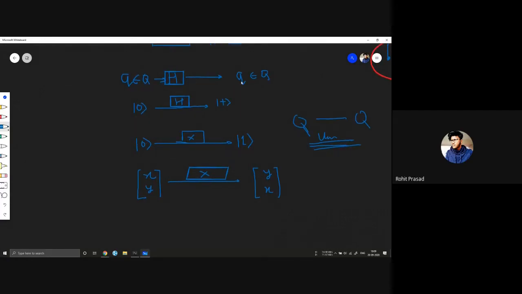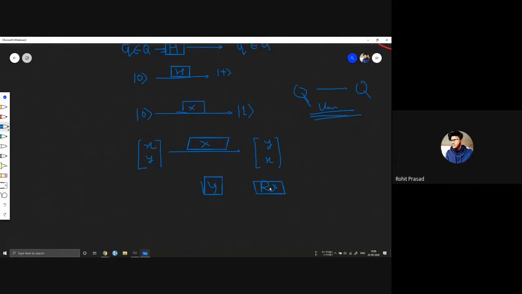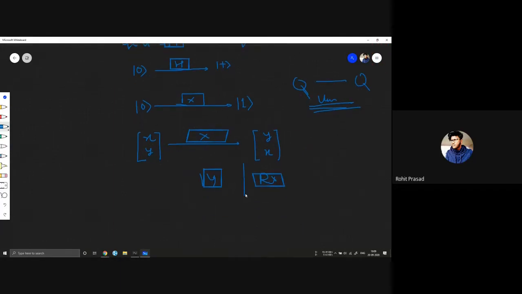H is a unique transformation. It transforms from this something to this. X is a different transformation. Y will be a different transformation. Everything, Rx, will be a different transformation. So all these things are just transformations.